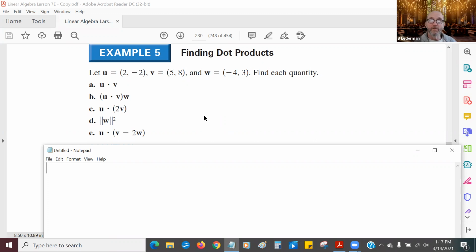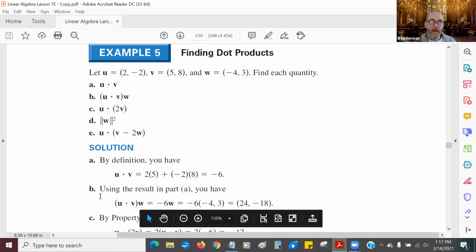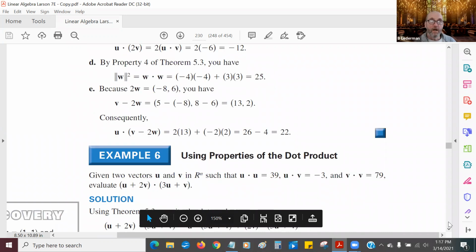Okay, that's the end of our pause. Let's go now. So U dot V is 2 times 5 plus negative 2 times 8, which is negative 6. And if that's what you got, then you did it right. For B, U dot V is negative 6, which we just established in A. And we want negative 6 times the vector W, which becomes 24 comma negative 18. See how fun these are?